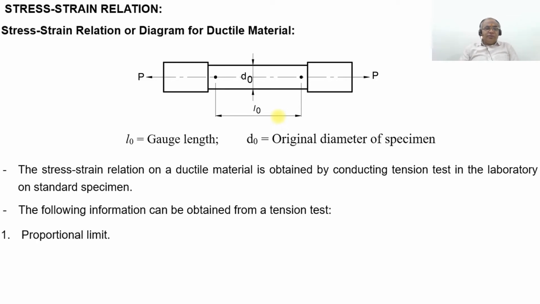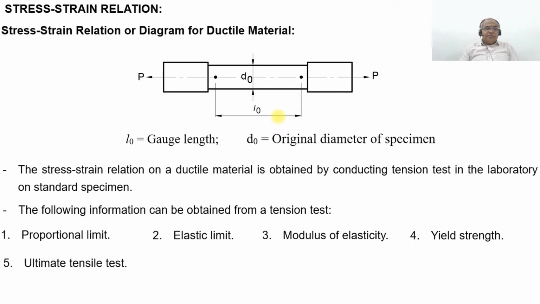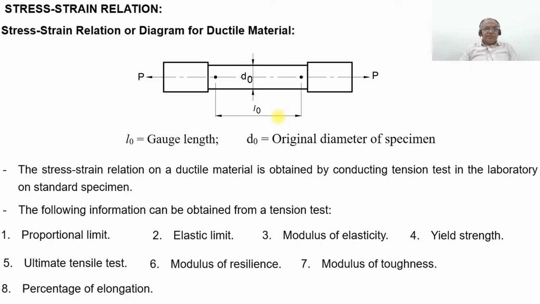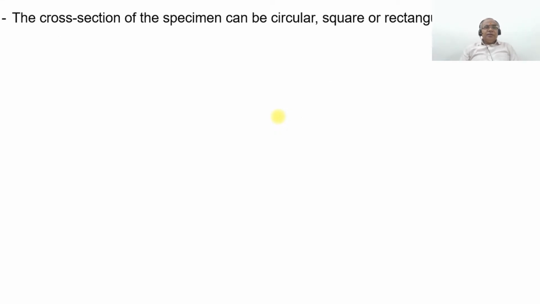So what information are we going to get? One is the proportional limit, then the elastic limit, the modulus of elasticity, yield strength, ultimate tensile strength, modulus of resilience, modulus of toughness, the percentage elongation, and the percentage reduction in area. So this is all the information which can be obtained by using the tension test.